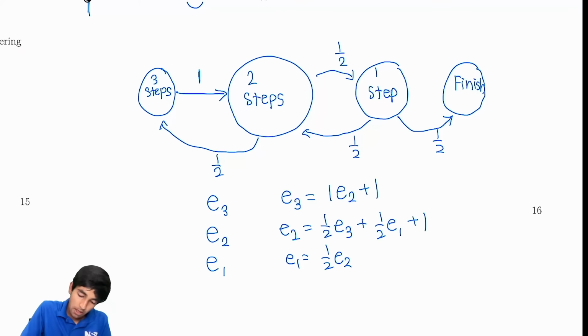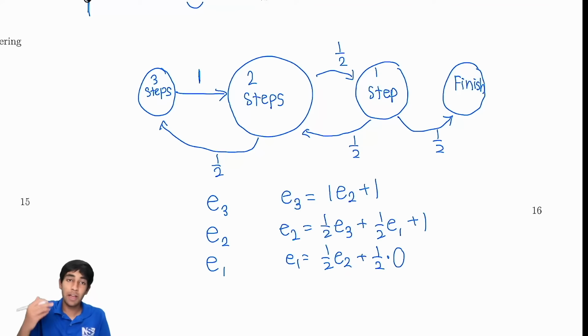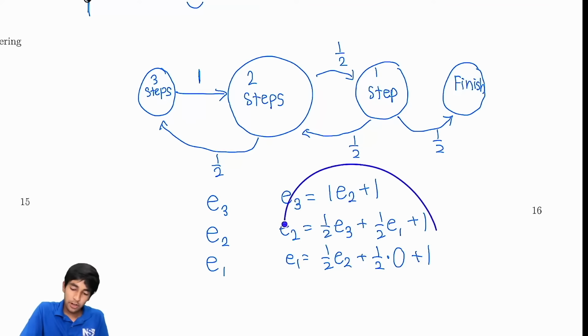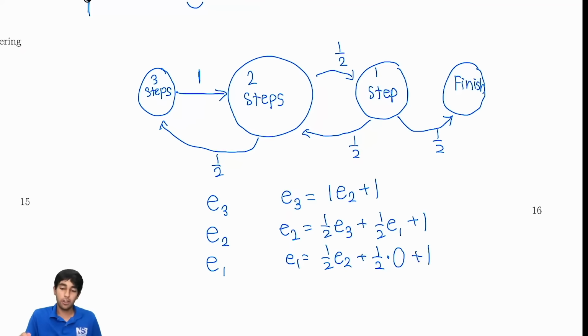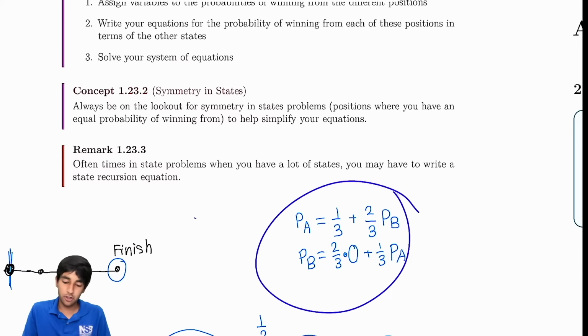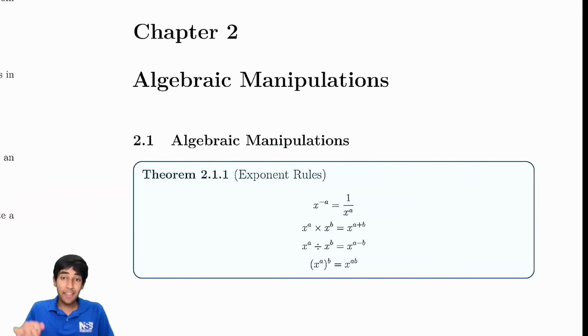Half E of 2 plus half of the finish line, which is just 0, because the expected number of more steps from the finish line is 0. And then we add 1. And now take a look. 3 variables, 3 equations. It's not hard to solve at all. I'm sure you can do this on your own. So yeah, that's the idea here. Always add 1 for each step you take. And for states, you don't need to do that because it's just probabilities. And that's it for combo.